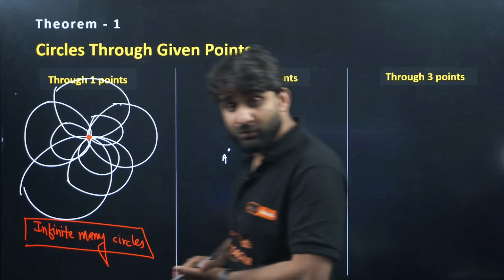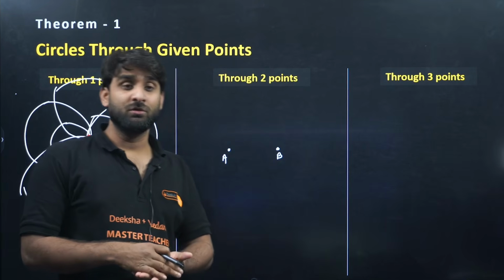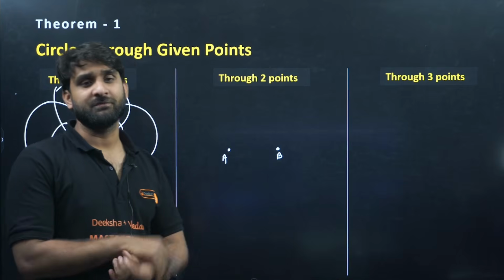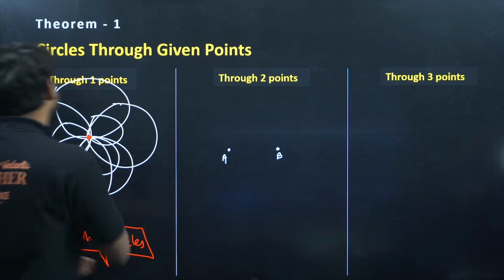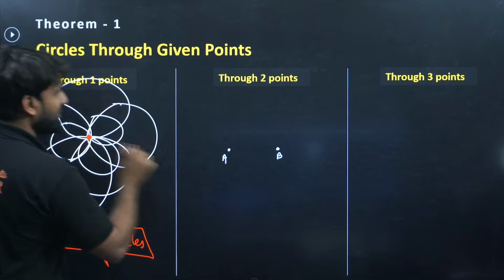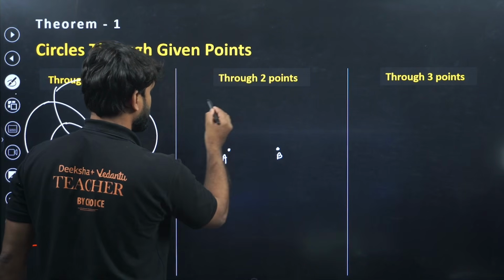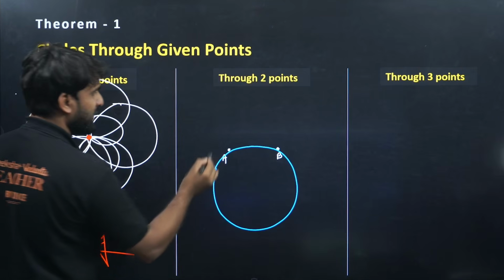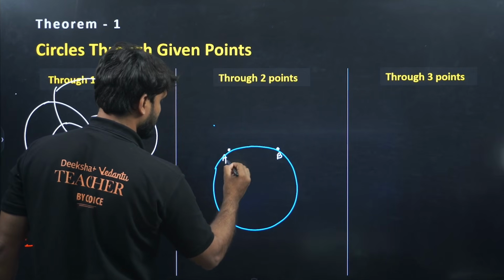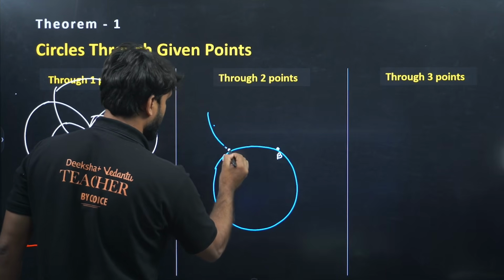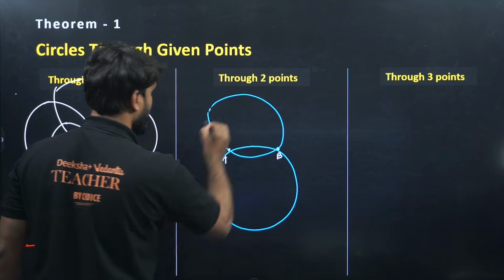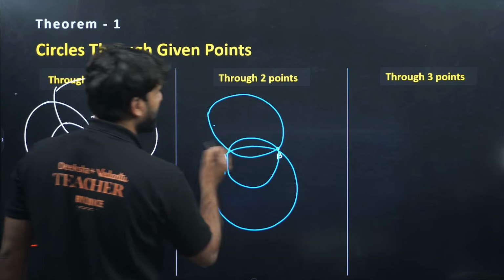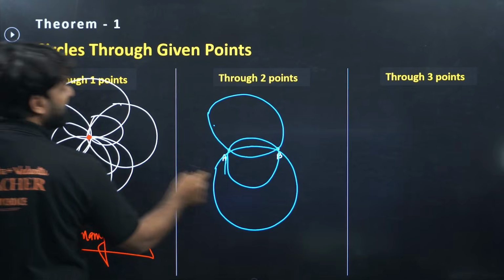If I ask you how many circles we can draw such that the circles pass through these points, let's check it once. So my dear champions, the first circle we can draw like this. Second circle we can draw like this. Third circle we can draw like this. Fourth circle we can draw like this. So many circles we can draw.